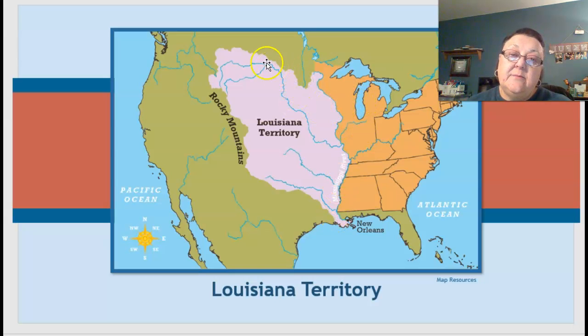And by purchasing this here, it would almost double the size of the United States. So Jefferson saw the benefits of buying not only the port area here along the Mississippi River in New Orleans, but also all of this area here. He knew we would be able to move further westward, and he knew we would double the size of our land. So Jefferson saw the benefits.